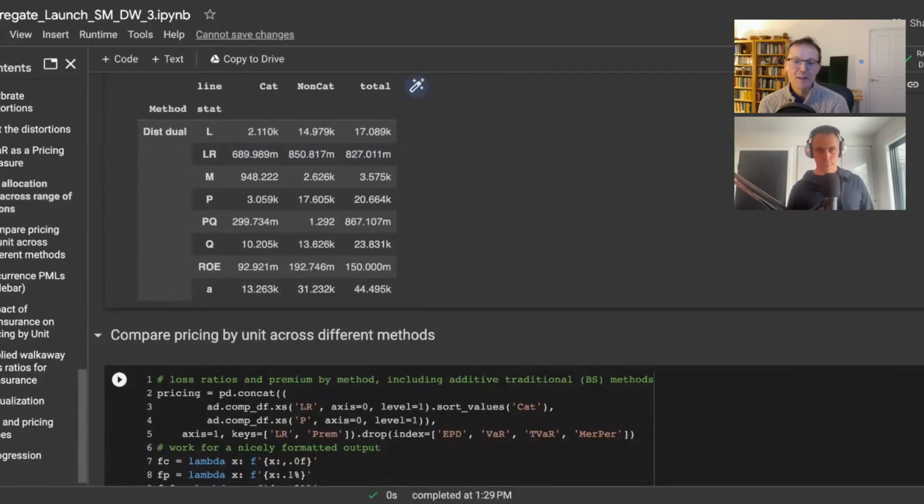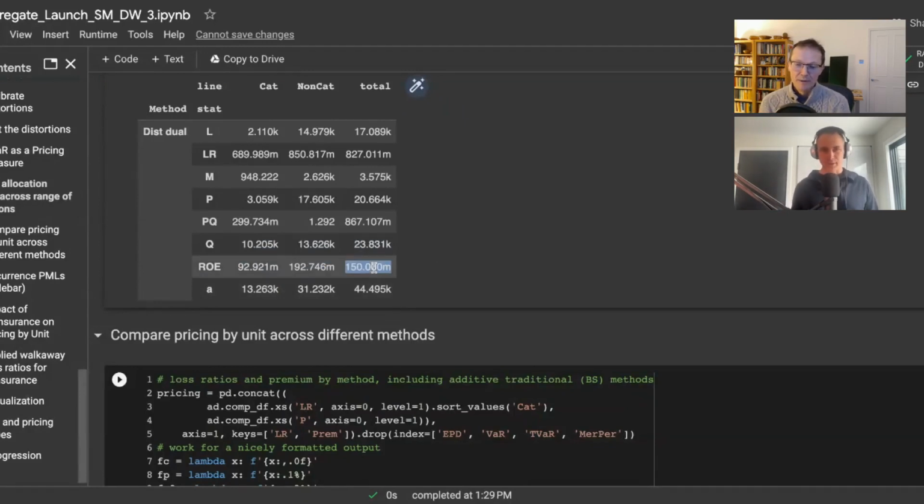I don't think that's necessarily terribly useful. The reason it's tricky is that this is in many ways the most interesting thing that comes out of this analysis. Look at the ROE row. The ROE for cat is 9.2%, the ROE for non-cat is 19.3%, and the overall ROE is 15%.